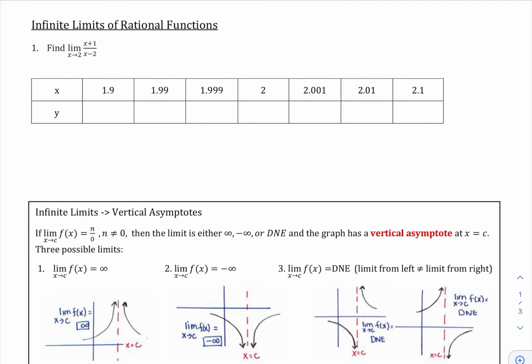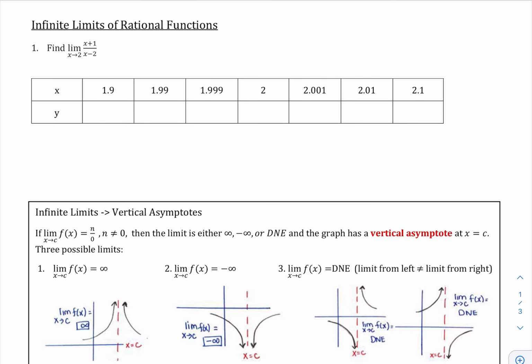Last video, we took a look at rational functions and taking the limit as x goes to positive or negative infinity. So now we're going to look at when y is going to positive or negative infinity. I'm going to begin by doing an example to showcase this. We want to find the limit as x approaches 2 of (x plus 1) over (x minus 2).